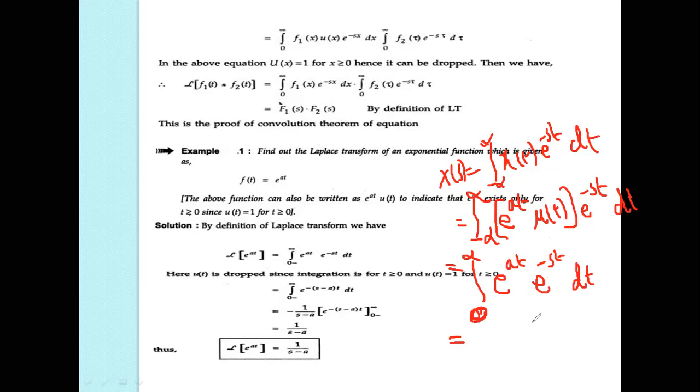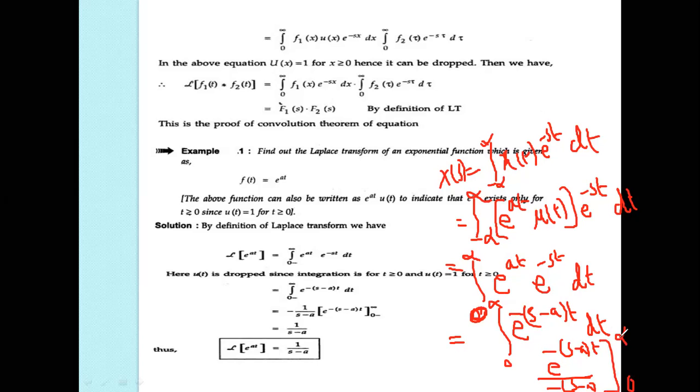So e power at, take the common e power minus s minus a into t dt. That is the integral 0 to infinity. Take the minus here: s minus a, and the minus into minus is a plus. Apply the integral for the exponential: e power minus of s minus a into t, whole divided by minus of s minus a, with upper limit infinity and lower limit 0.